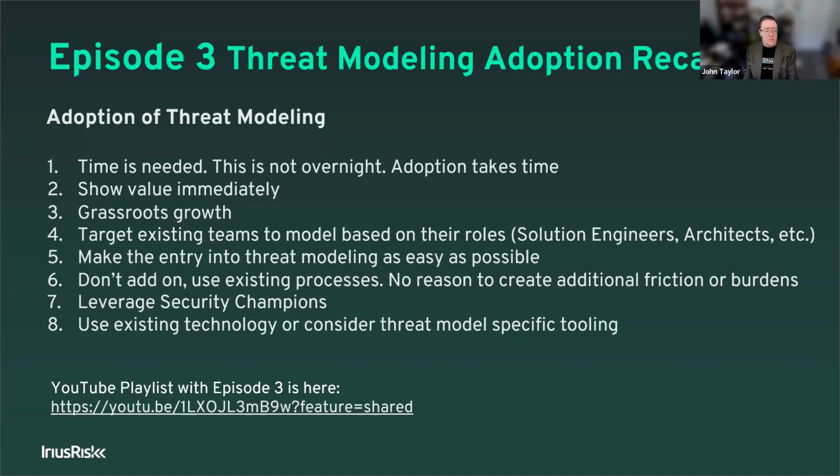We talked about grassroots, targeting teams. We talked about making entry into threat modeling as easy as possible, so this doesn't have to be difficult. We talked about using existing processes, trying not to create a whole new thing, and injecting where it works. We talked briefly about leveraging security champions, and there's a lot of great stuff out there about them. We also talked a little about technology, in terms of what people may use today and what specific tooling there may be. There is a link, and I know that can be shared. Maybe Claire, you can add that into the chat. Oh, you've already done it. Thank you.